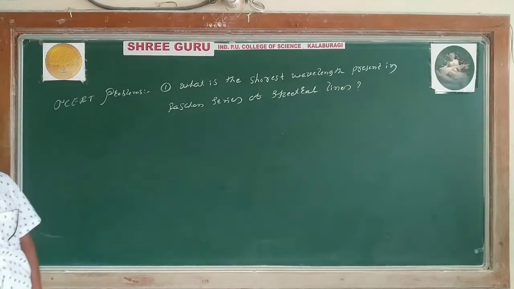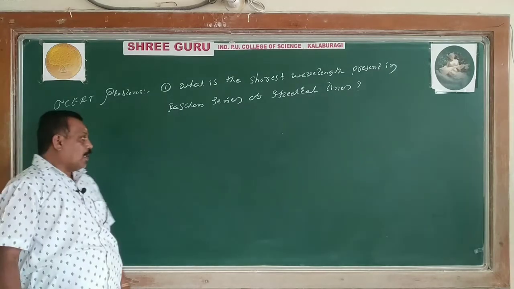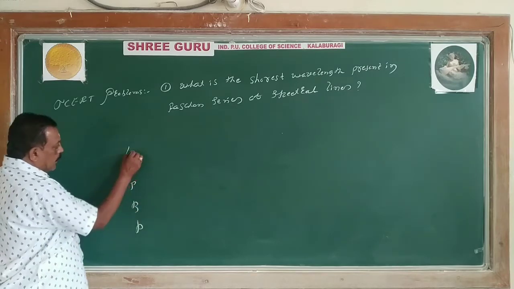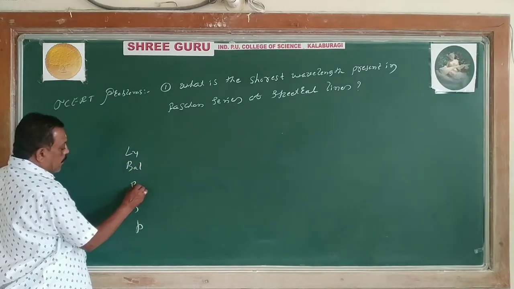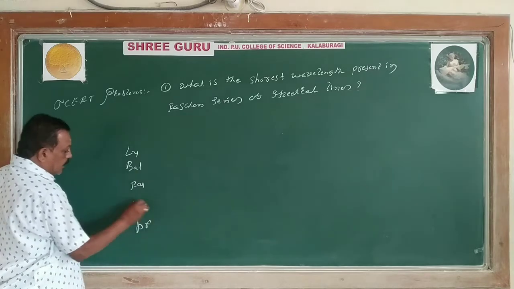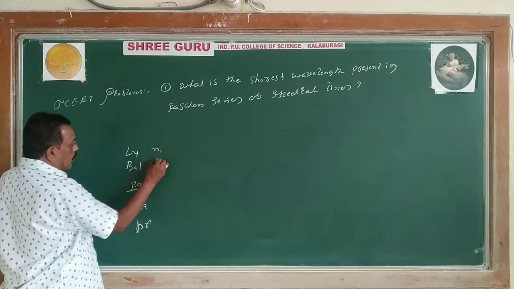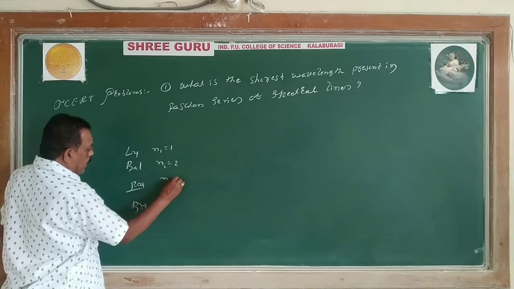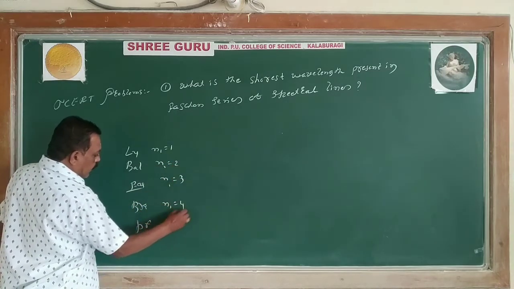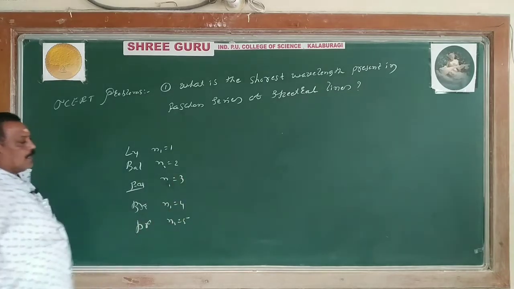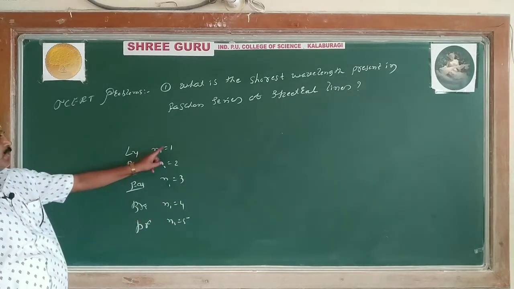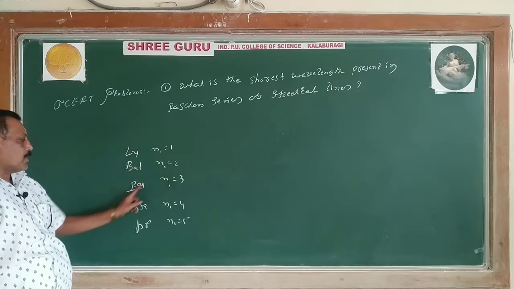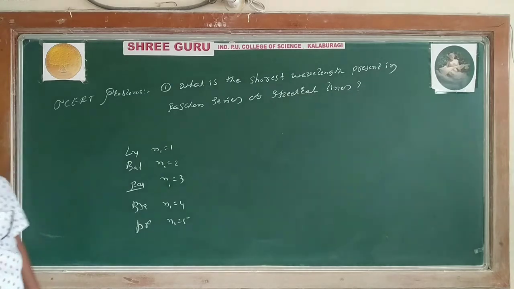Which series is it? Look, Paschen series. I gave you the hint: LBP, BP, Lyman, Balmer, Paschen, Brackett, Pfund series, n1 is 1, 2, 3, 4, 5. If the electron jumps from any higher orbit to the first orbit, we get Lyman series, second orbit, Balmer series, third orbit, Paschen series, n1 equals 3. Confirmed.